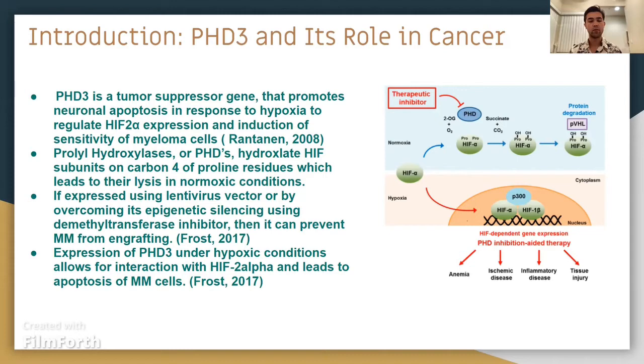PHD3 hydroxylates the HIF subunits on carbon 4 of proline residues, and causes it to lyse in normoxic conditions. Under hypoxic conditions, we will see the expression of PHD3, which allows for interaction of HIF-alpha, which can lead into apoptosis of multiple myeloma cells.